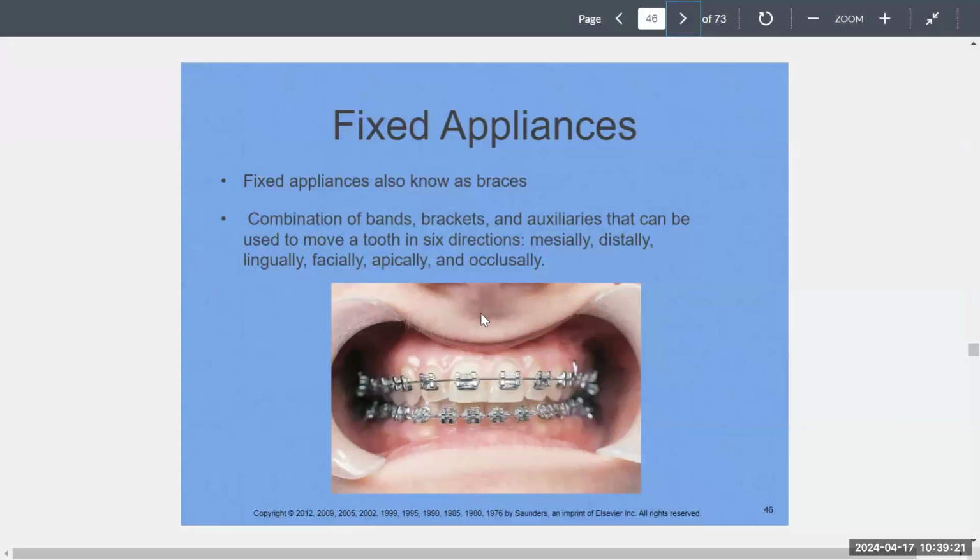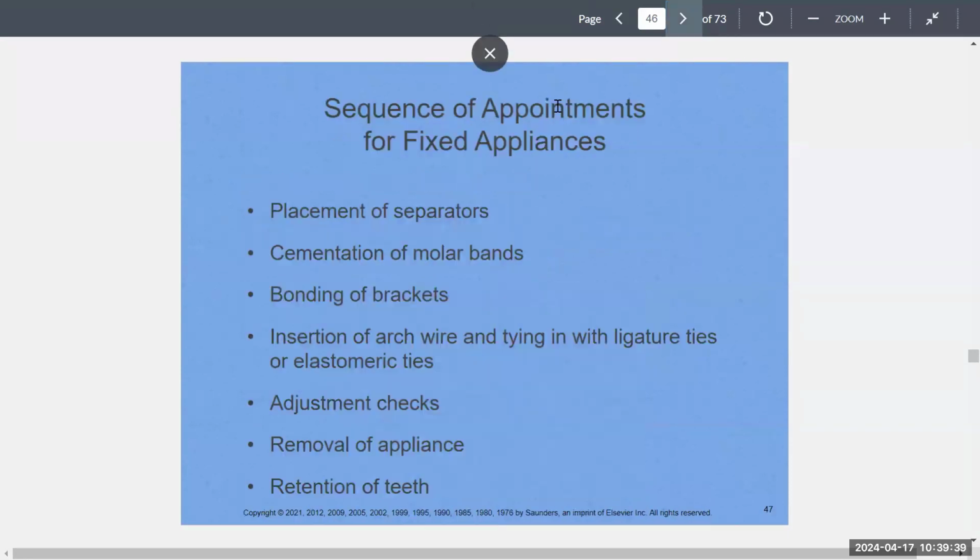They are cemented in. It's a combination of brackets and a combination of an arch wire. And this allows the orthodontist to help move the teeth in different directions: mesially, distally, lingually, facially, apically, occlusally. So they're at liberty to move your teeth anywhere. And that is the beauty of this appliance here.